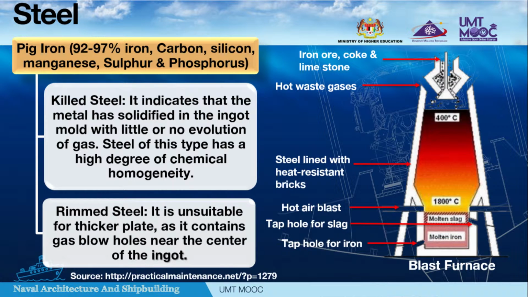steel. Killed steel indicates that the metal has been solidified in the ingot mold during reduction process with little or no evolution of gas. Steel of this type has a high degree of chemical homogeneity and is popular in shipbuilding. Rimmed steel, on the other hand, is unsuitable for thicker plates since it contains gas blowholes near the center of the ingot.